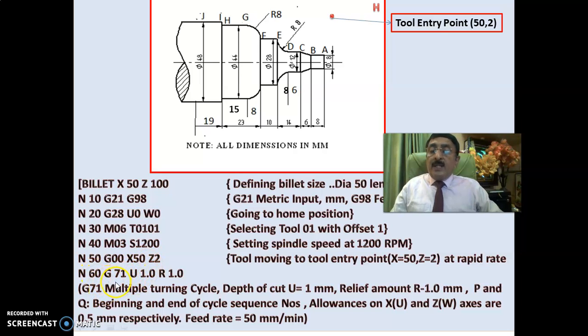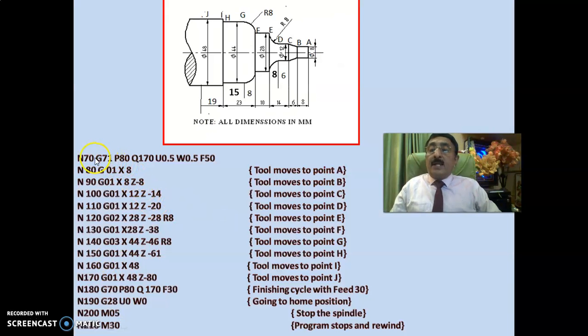Very carefully, you should know G71 is the rough turning cycle. G71, U1 is the depth of cut, R1 is the retract distance. After every cut, the diametrical reduction will be 2 mm and the tool moves back by 1 mm. That is the meaning of this. Now you see here G71, P80, Q170, U.5, W.5, F50. This you should know very well. That means between the block numbers N80 and N170, you have the program for this particular profile.